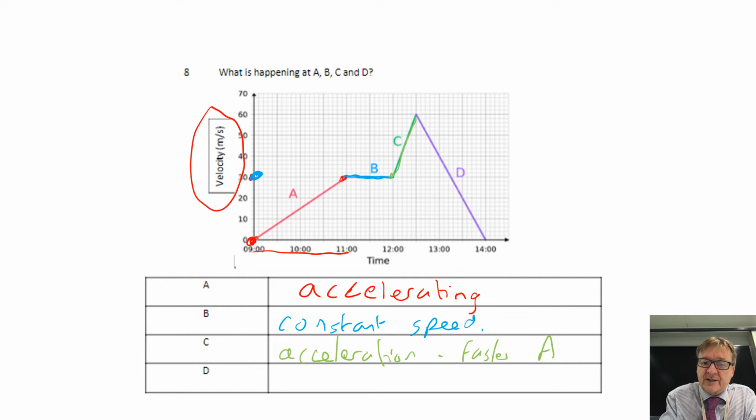D, so what D is, D's at 60 meters per second and it ends at 0 meters per second, so therefore it is decelerating. Decelerating. Wait a minute, still probably spelled wrong. Right, but this time we don't know where it ends up because all we know is now, at this point here, it is stationary.